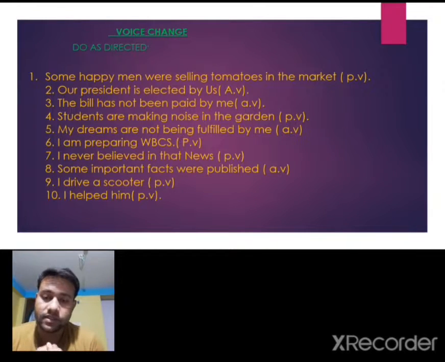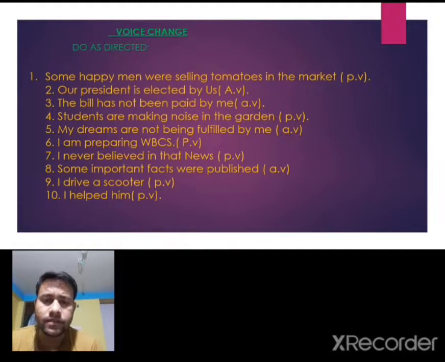Some voice exercises are there in the slide, so we will try to do them to our best level, and one by one we are going to do. So let's begin the session without wasting time. The first, number one: some happy men were selling tomatoes in the market. So this is in active voice. We have to make it passive. It is also mentioned here: do as directed.